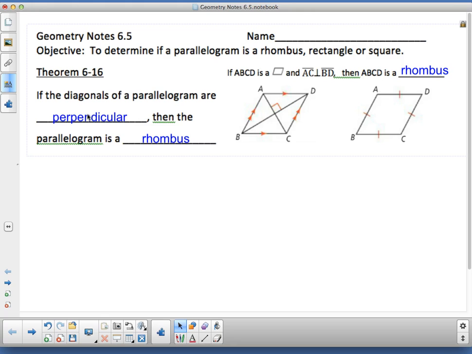Okay, so if ABCD is a parallelogram, that little shape means parallelogram, and segment AC is perpendicular to segment BD, the diagonals bisect, then ABCD is a rhombus. Now, keep in mind, I've said that property 4 times now. I'm going to ask you to reread these 3 properties after we're done so you can answer questions 1A and 1B.